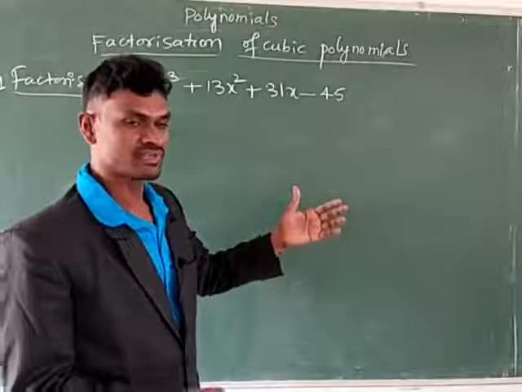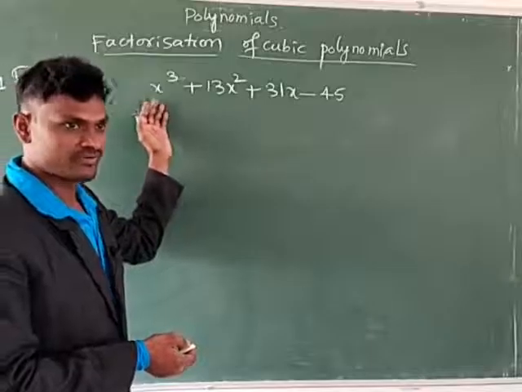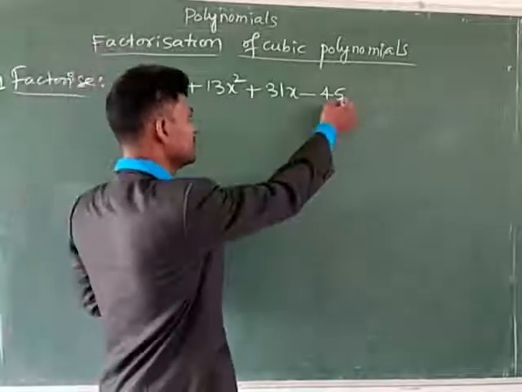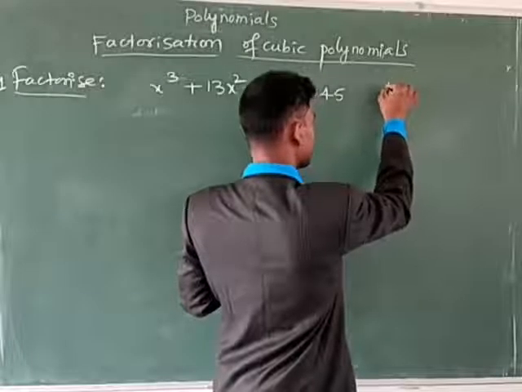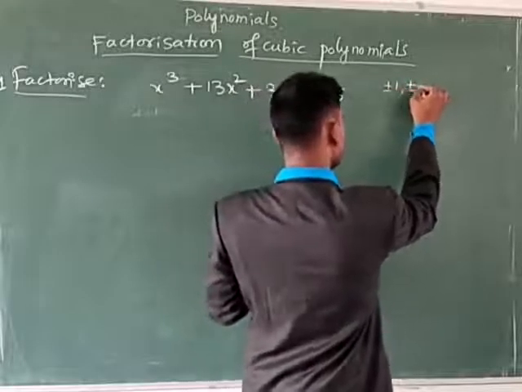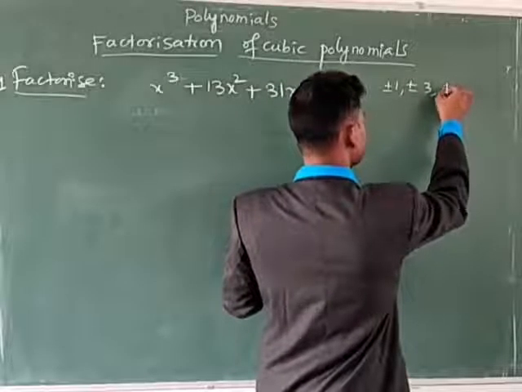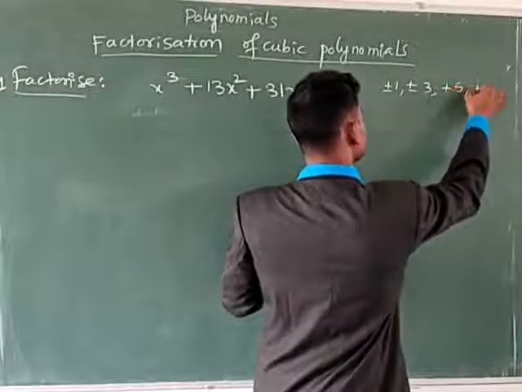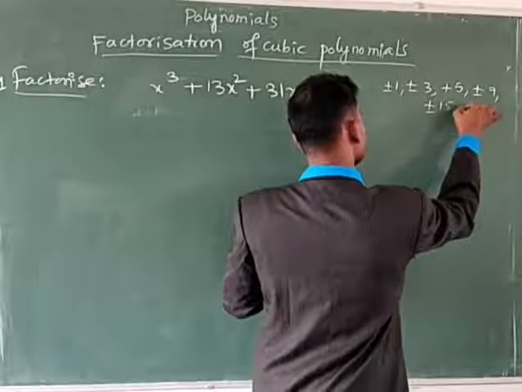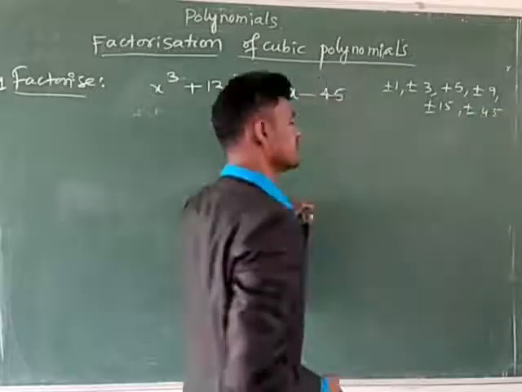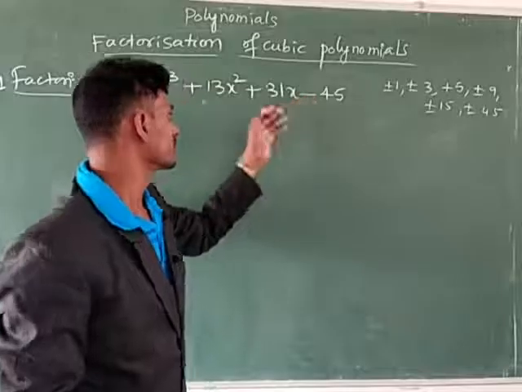Then you substitute suitable factors in p of x or f of x instead of x. First write the factors of 45: plus or minus 1, plus or minus 3, plus or minus 5, plus or minus 9, plus or minus 15, and plus or minus 45. Next, substitute plus 1 and minus 1.